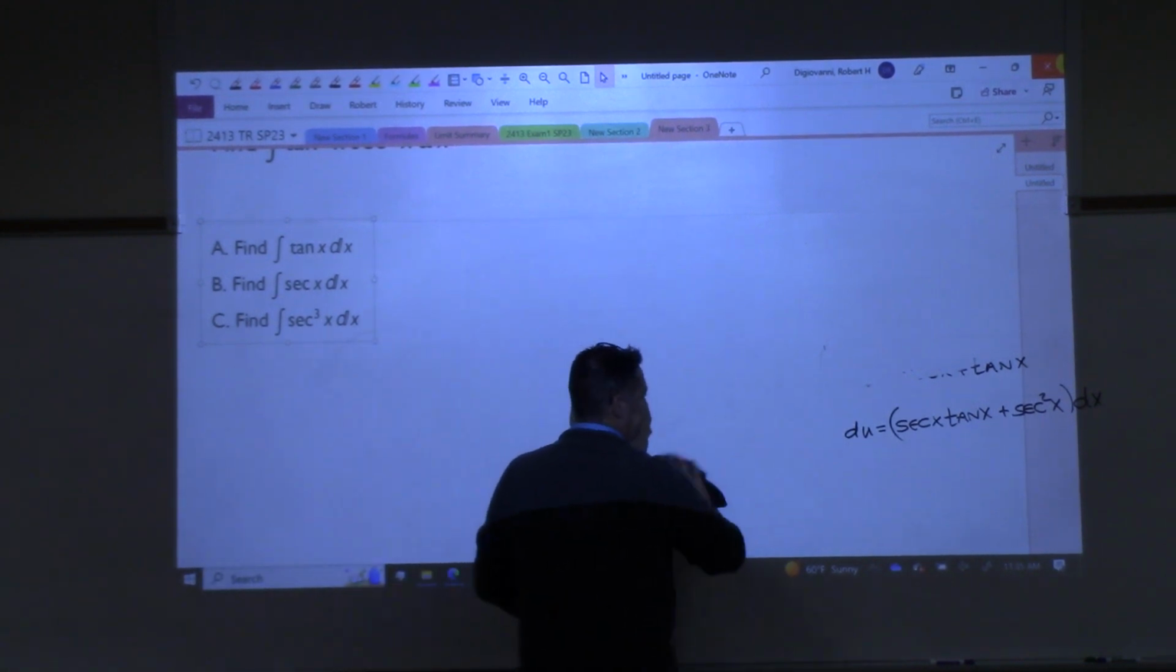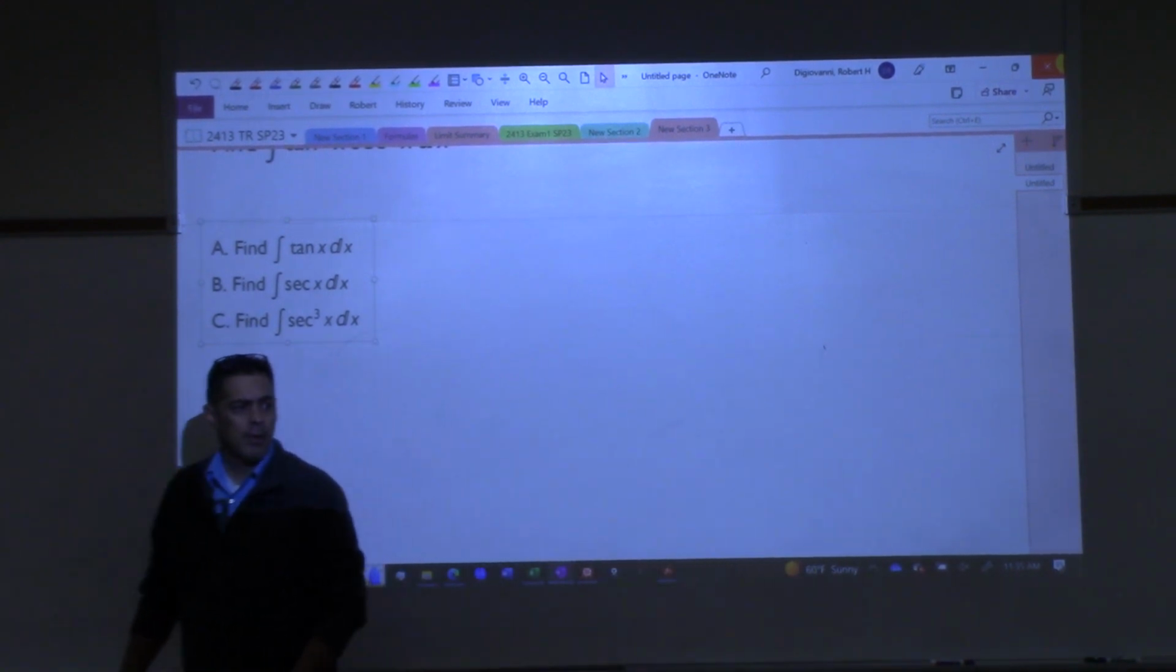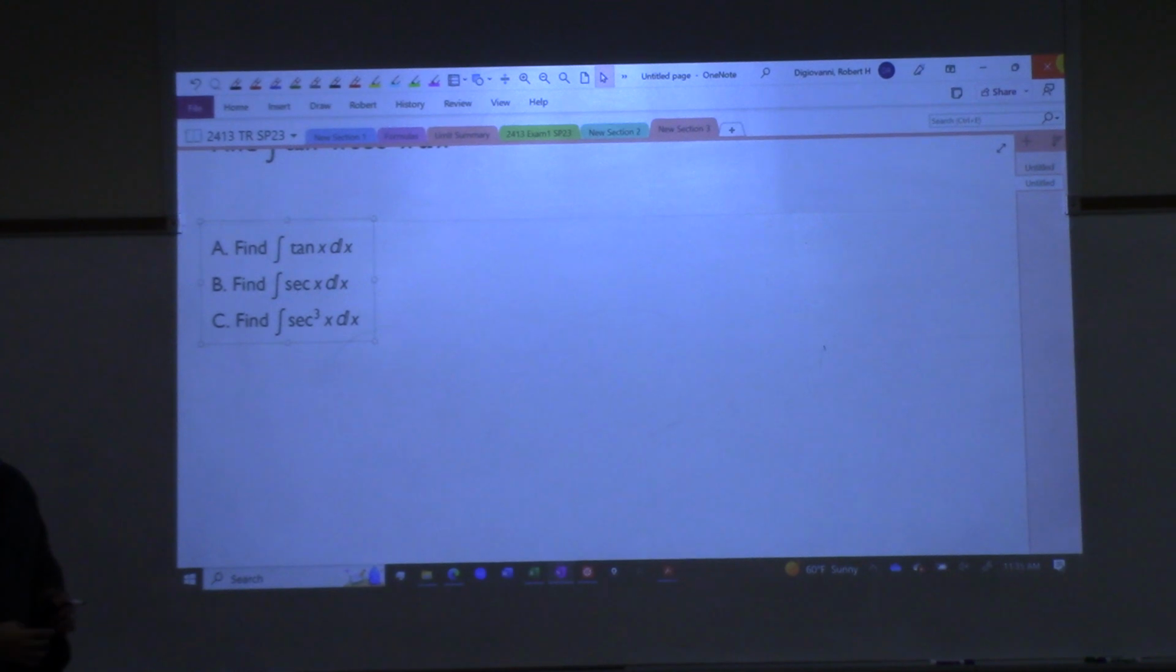It's a weird problem. So is U substitution historical for integration by parts? No, they're different techniques. Okay.